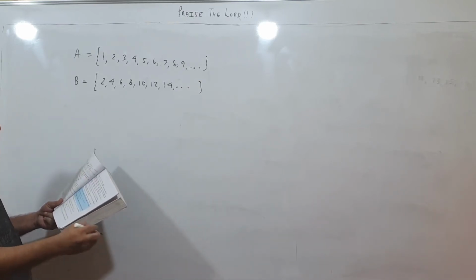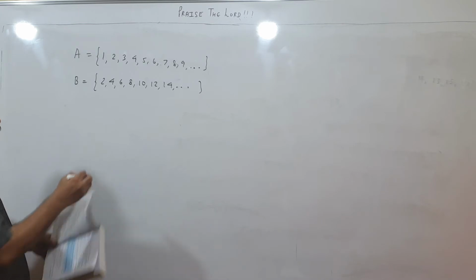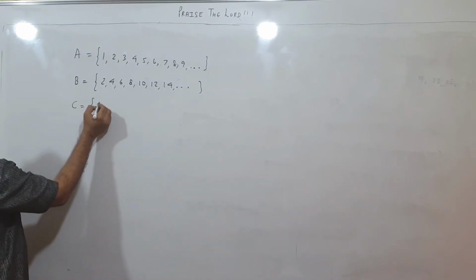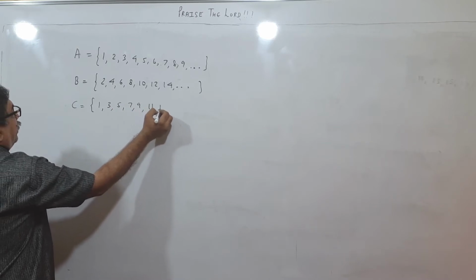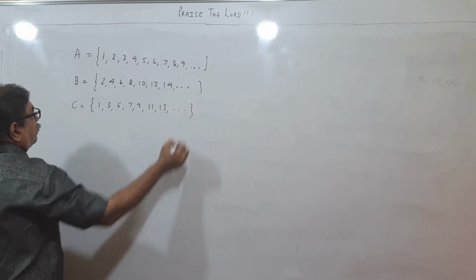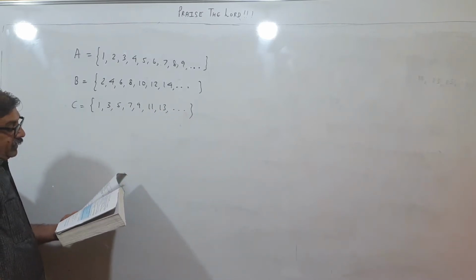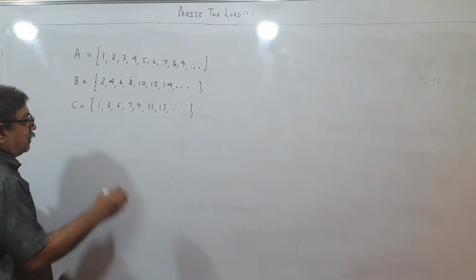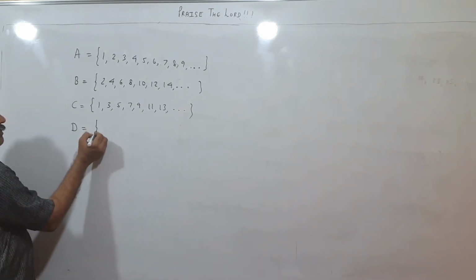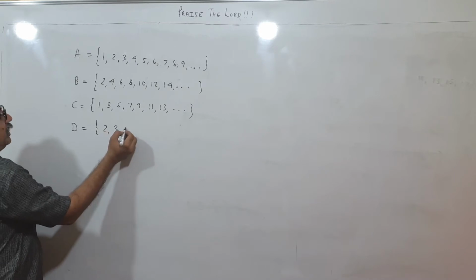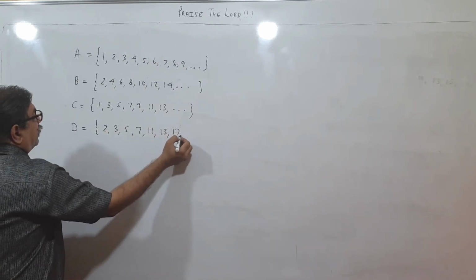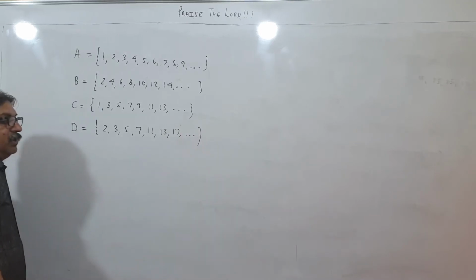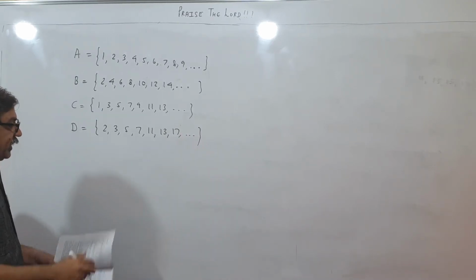Then C, x is an odd natural number: 1, 3, 5, 7, 9, 11, 13 and so on. Then D is a prime number. So D will be 2, 3, 5, 7, 11, 13, 17, dot dot. He says find A intersection B.